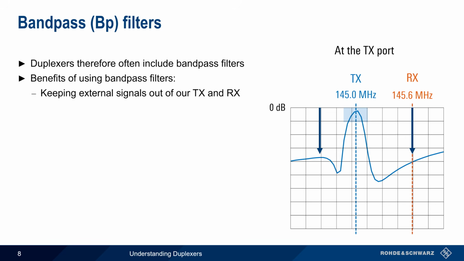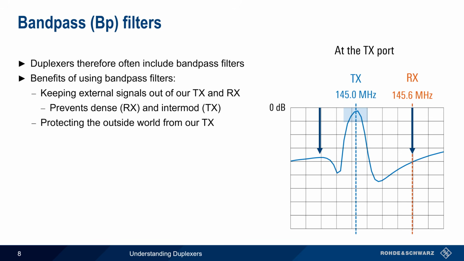First, it prevents external signals from entering the transmit and receive ports. This reduces the risk of desense on the receive side and intermodulation on the transmit side. As mentioned earlier, a bandpass filter on the transmit port also helps to protect other external devices from any spectral impurities, such as harmonics, in our transmit signals. In other words, the transmit bandpass filter helps our system to be a good neighbor.